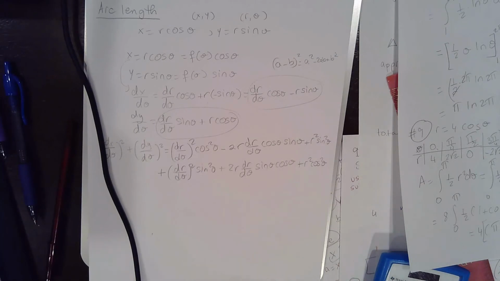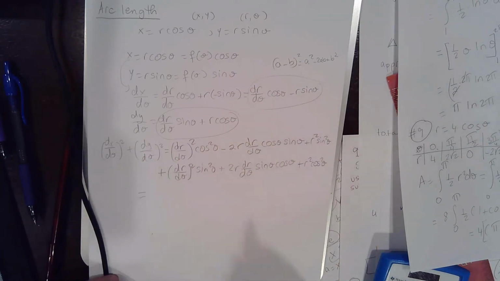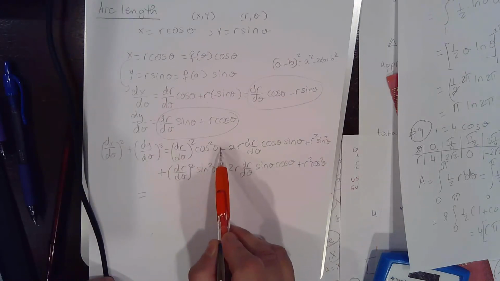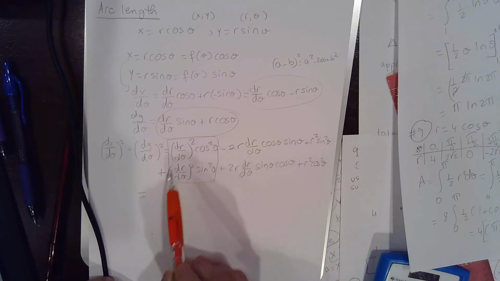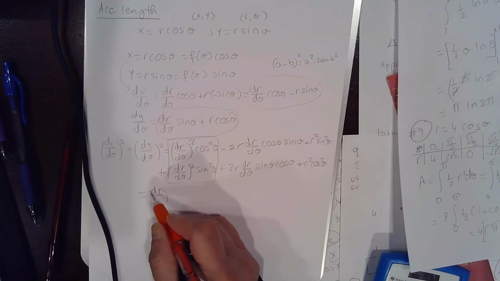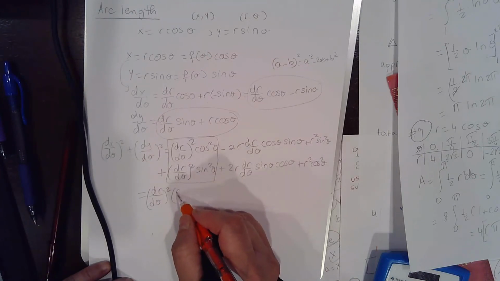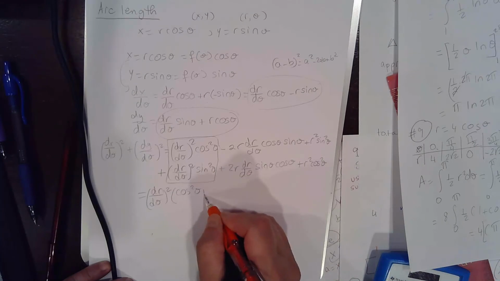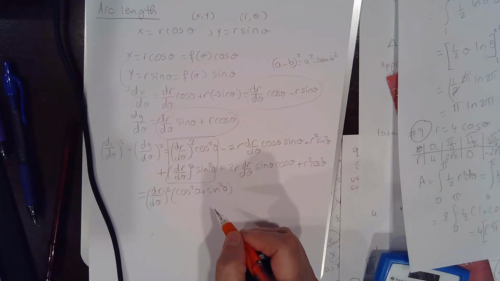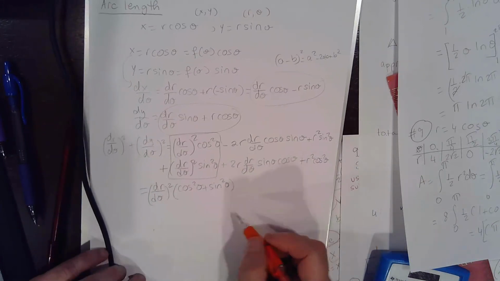Now take a look at these two. If I factor out (dr/dθ)², we're going to have cos²θ plus sin²θ. This is going to help us. Why? Remember in trig, cos²θ plus sin²θ is 1. So it's going to be 1.